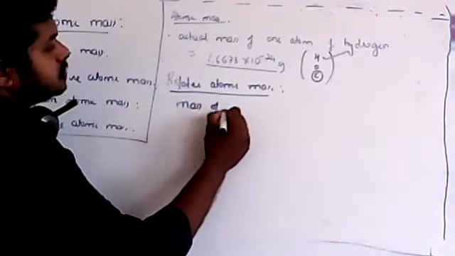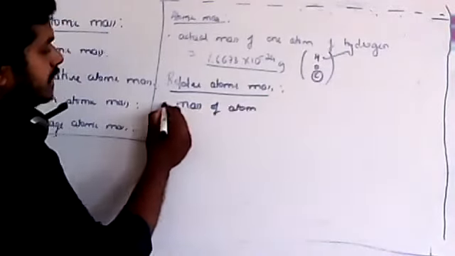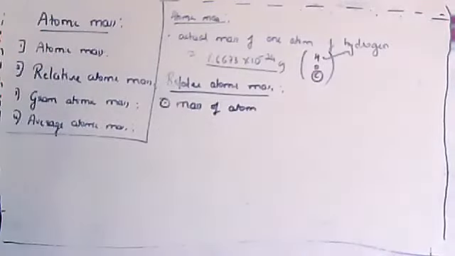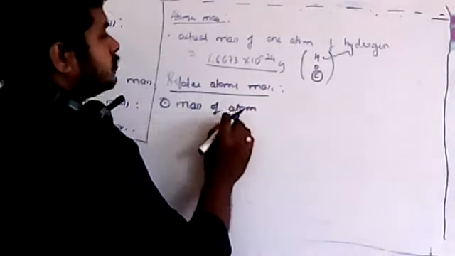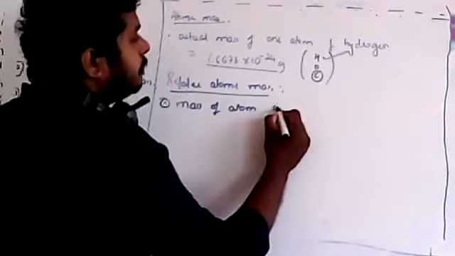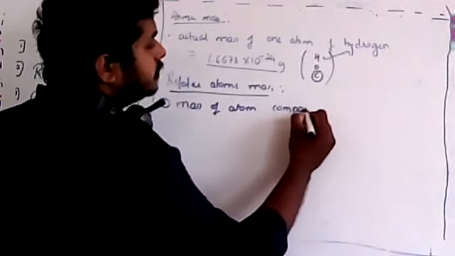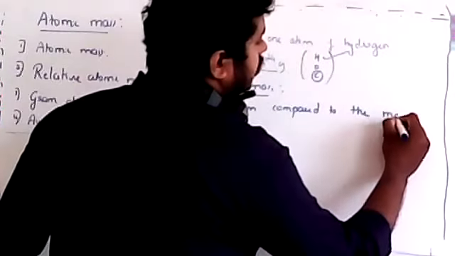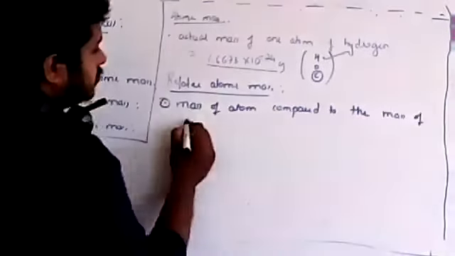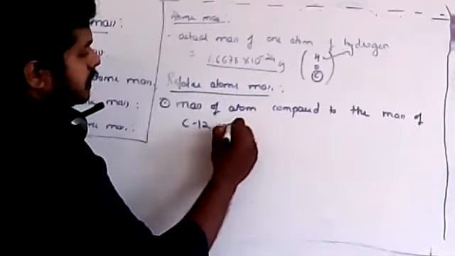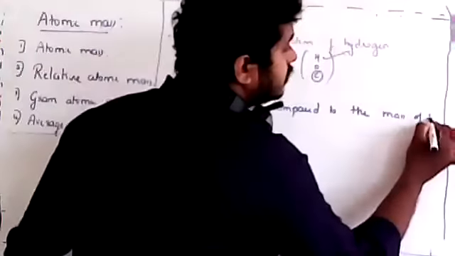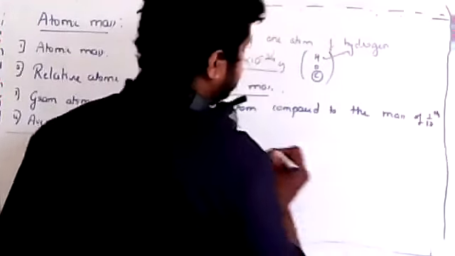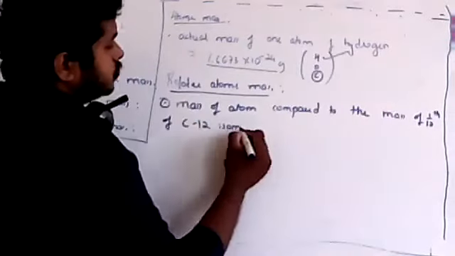Okay, it is the mass of an atom. So you can write it in these terms: relative atomic mass is the mass of an atom compared with or related to 1/12 of the mass of the C12 isotope. Okay, 1/12 of the C12 isotope.